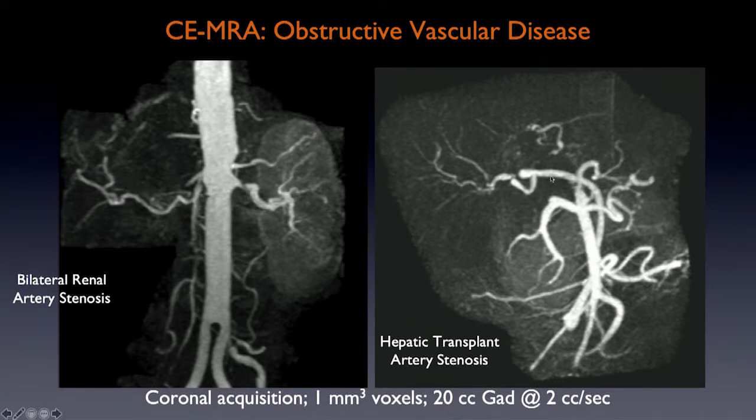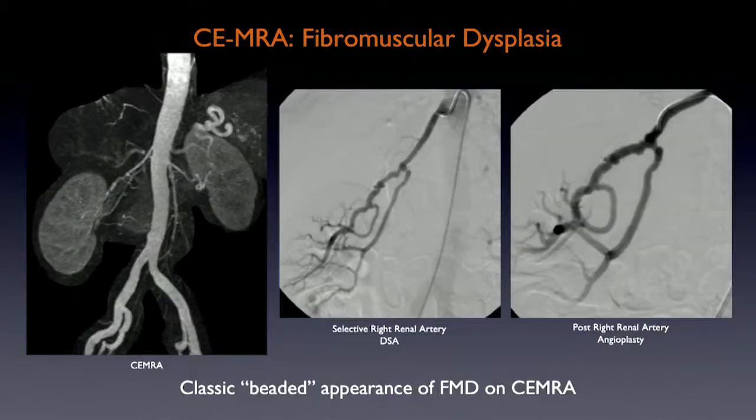There we go. You can see a stenosis right here at the anastomosis that was confirmed with Doppler ultrasound. The patient underwent stenting in IR.